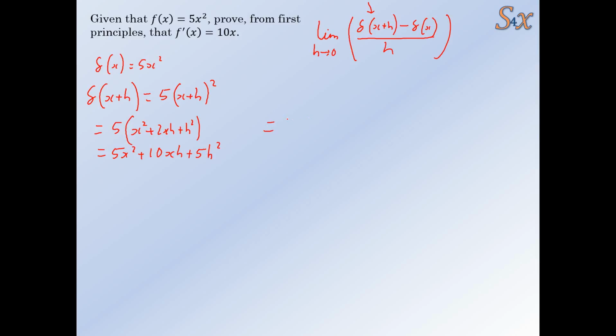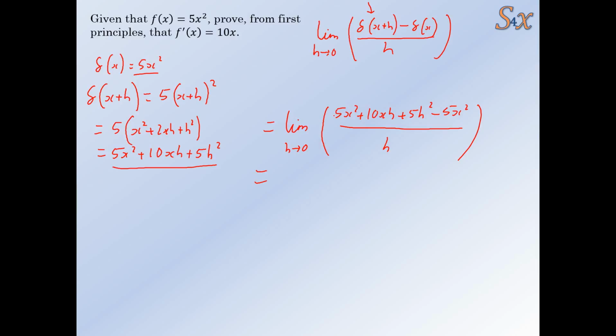Okay, I can start to apply my formula now. I get the limit as h approaches 0 of, I'll substitute all this in for my f of x plus h. So I get 5x squared plus 10xh plus 5h squared, and minus f of x, which is 5x squared, all over h. Okay, let's have a look what we can simplify. As I said, this first term and the last term will always simplify. They're going to disappear. So I'll rewrite that. All we're left with is 10xh plus 5h squared over h.